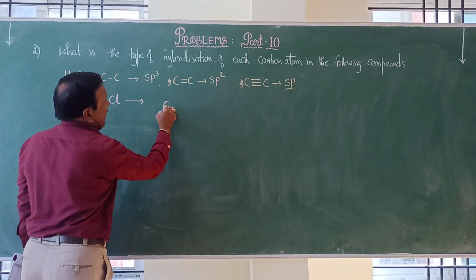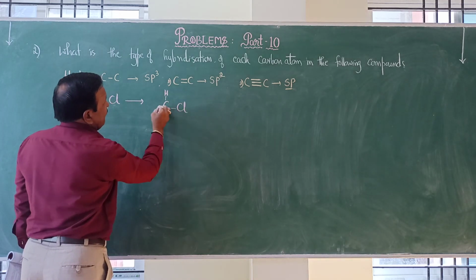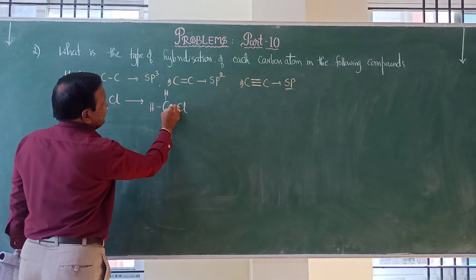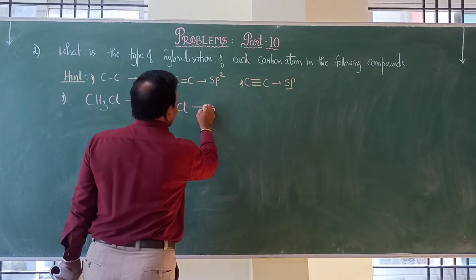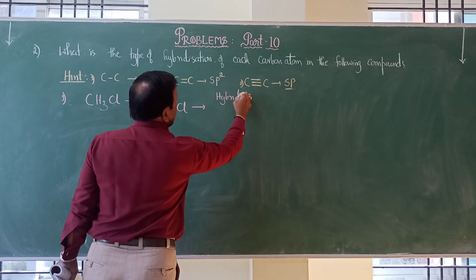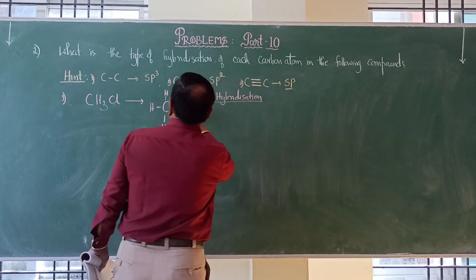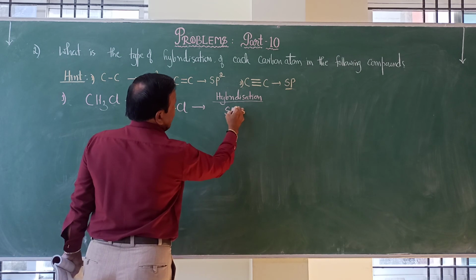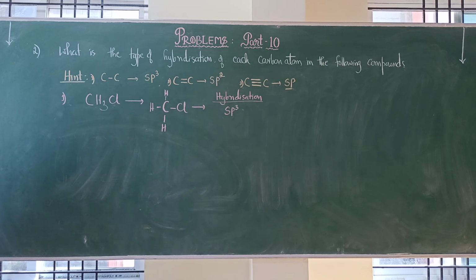So this can be written as C, with H, H, H and Cl. Since carbon is surrounded by only single bonds, the hybridization in this molecule, this carbon, must be sp3. So simple it is. That is sp3.